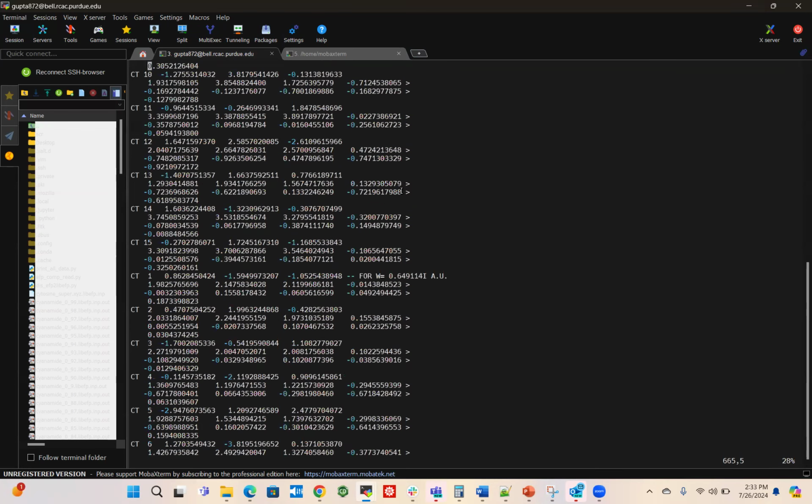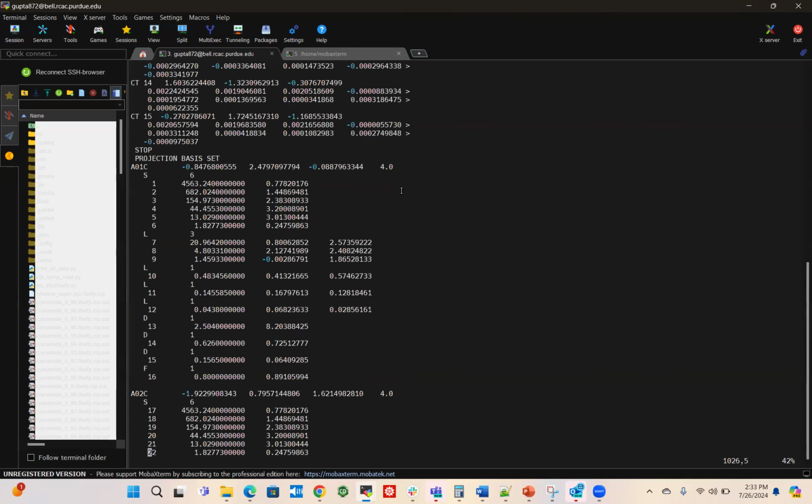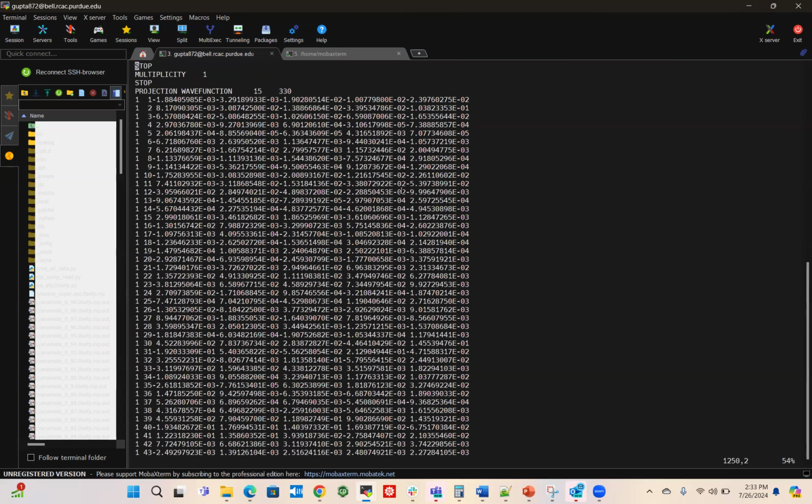So the next section is the projection basis set, which is basically needed for our exchange repulsion calculation, our overlap-based electrostatic and dispersion energy dampings. Then we have the multiplicity of our fragment, which is 1 in this case. Then the projection wave function, which is the localized wave function of the fragment, which is required to compute the exchange repulsion and the overlap-based electrostatic and dispersion energy dampings again.